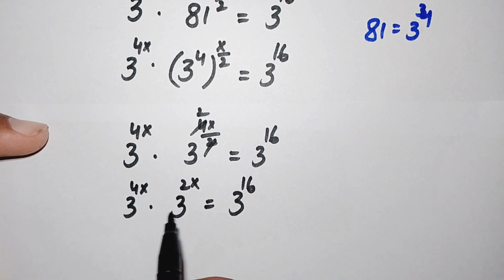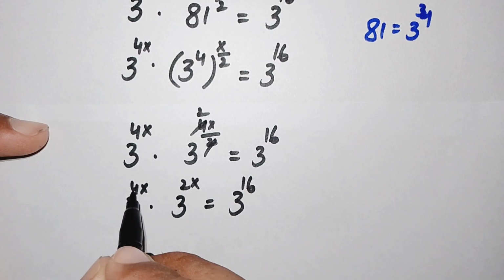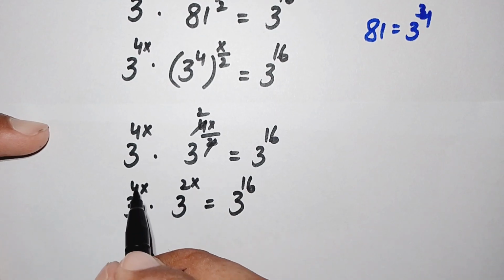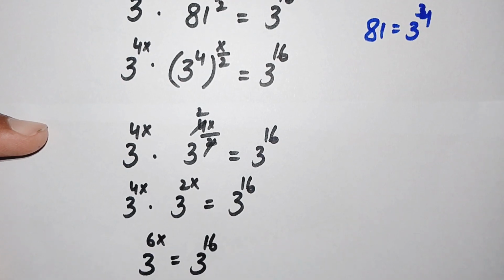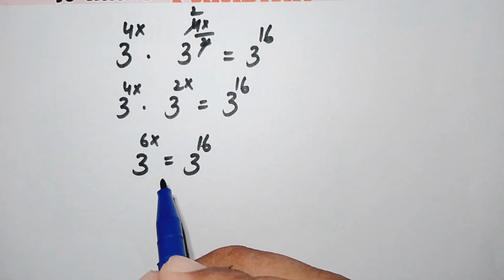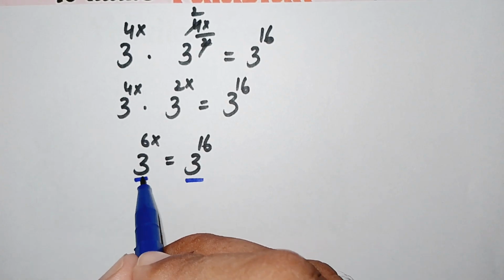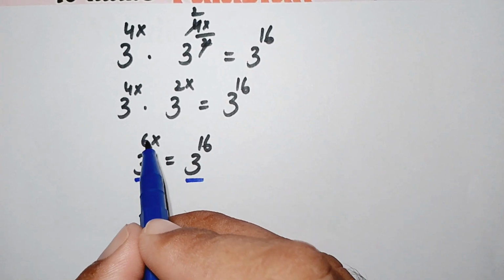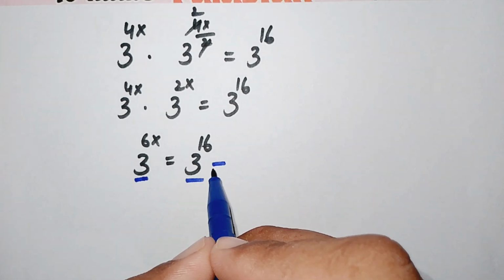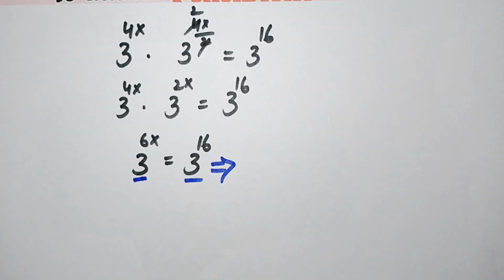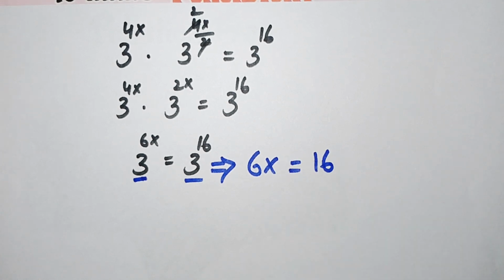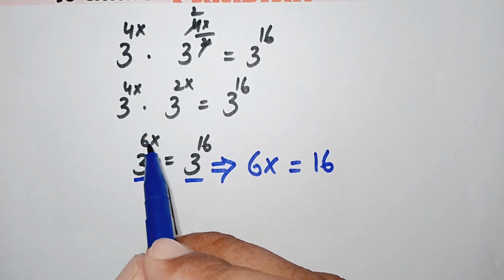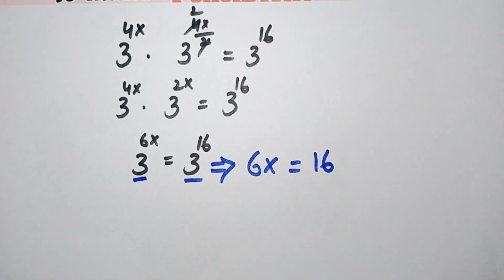Now in the next step, here the bases are the same, so we have to add the powers also, so here 3 to the power of 4x plus 2x, so this will become 6x, which is equal to 3 to the power of 16. Now look, here the bases are the same, this base and this base are the same, so this exponent is equal to this, so this will be equal to 6x, which is equal to 16, because the bases are the same, so 6x is equal to 16.